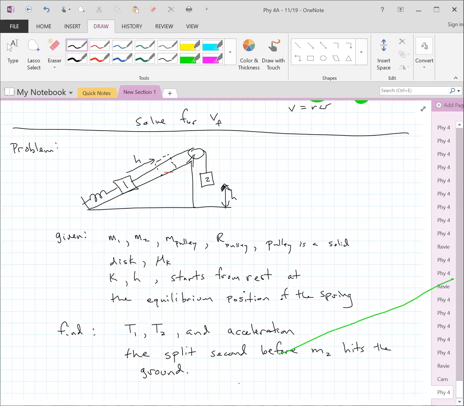They're all tied together. We'll assume that nothing can cause the tension, the rope, to go slack. So if it's released from rest and M2 is big enough to cause this whole thing to move downward, then they're all going to have the same acceleration. M1 and M2 will have the same acceleration, and that'll be linked to the angular acceleration of the pulley because they're attached with the string.